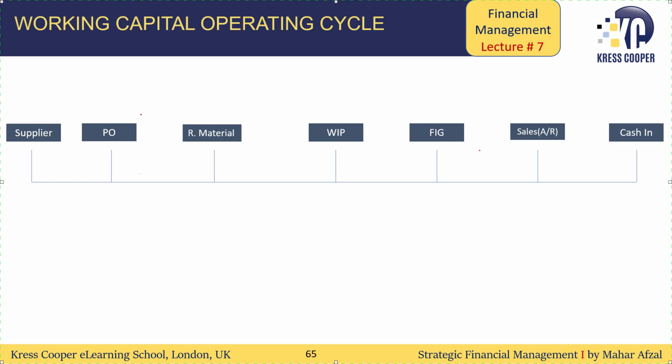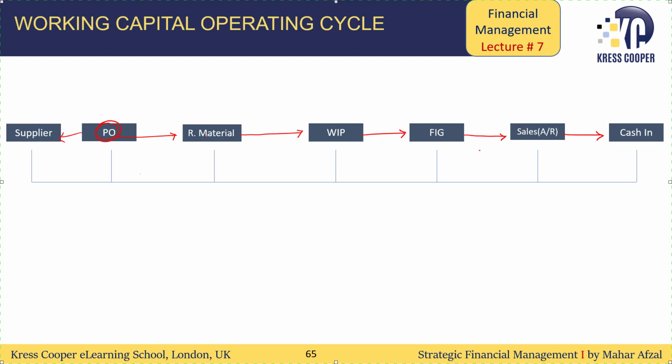Let's discuss it in more detail. Mr. A has issued a PO in the name of the supplier. Against this PO, the supplier will deliver raw material to Mr. A. Mr. A will put this raw material into work in process. This work in process will be converted into finished goods. Finished goods will be sold to the customers, and this receivable will be converted into cash in hand. And we have discussed this is the operating cycle.